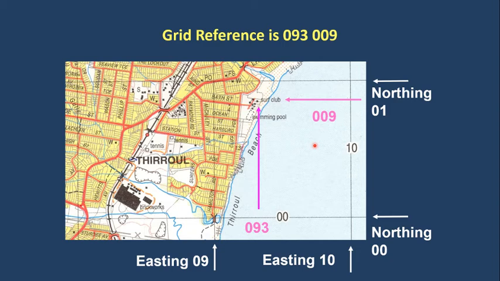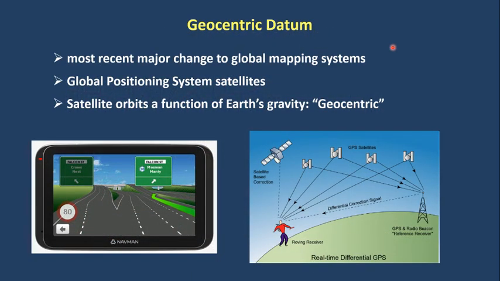So the grid reference in this case is 093, always give the easting first, and then 009. And remember, put a space between the two. Now, one of the things that's different in your lifetimes versus students that might have done a course like this 30 years ago is that we don't rely upon paper maps so much. We rely upon maps that are derived, or images and mapping systems derived from orbiting satellites around the Earth.